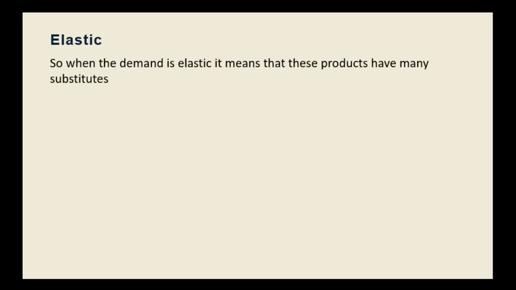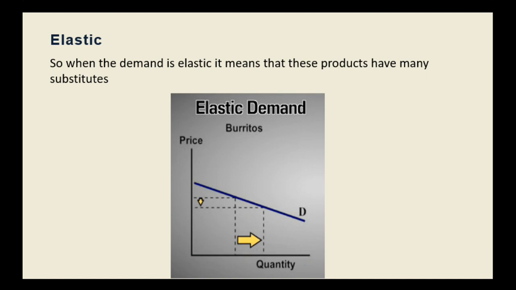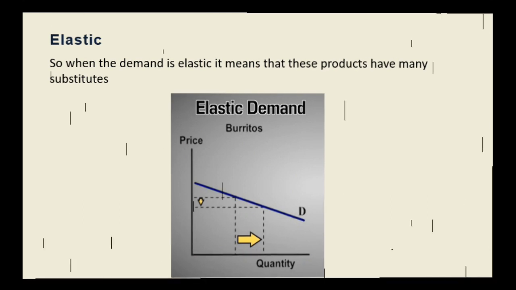How about elastic? Elastic means quantity is sensitive to change in price. So right here, when the price goes up, the quantity decreases a whole lot. And when the price goes down, the quantity demanded goes up a whole lot. So when the demand is elastic, it means that these products have many substitutes, or they're luxuries, or they have a high elasticity coefficient.